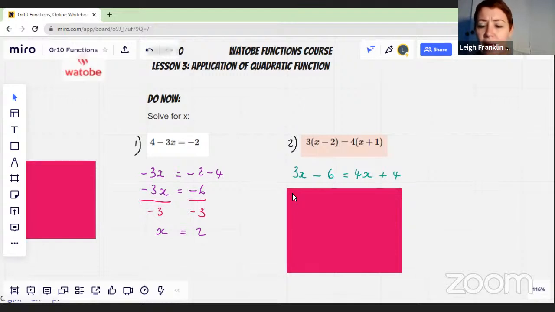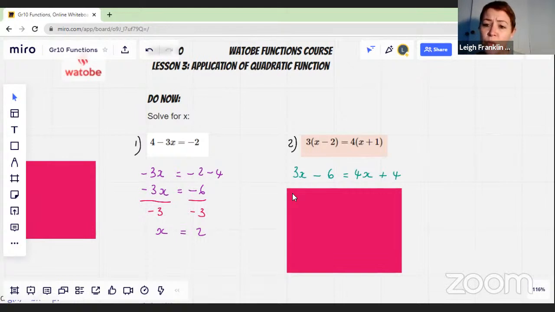Okay. And then on the right-hand side, we're doing exactly the same thing, grade 10s. We're saying 4 times x is 4x, and 4 times 1 is 4. Okay, is everybody happy with that? So that's the distributive law. We're removing the brackets, and now we have 2 terms on the left and 2 terms on the right.